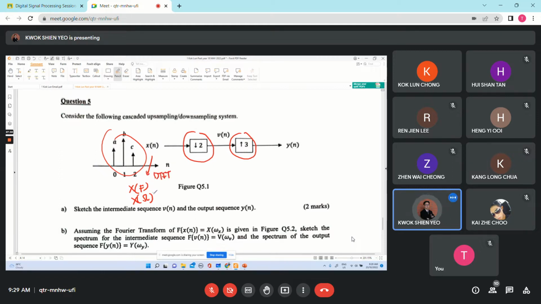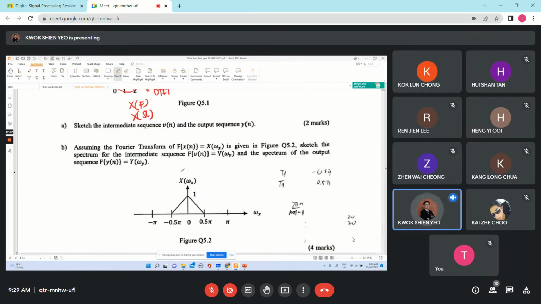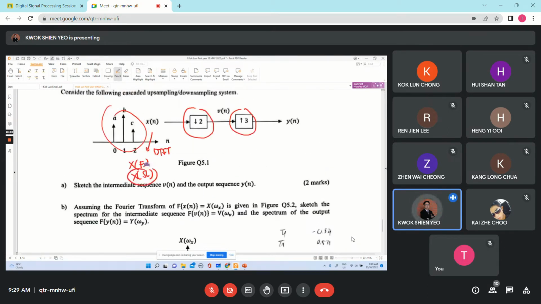Okay, so you have some spectrum. Is it given? Oh, you don't need to calculate. So it's given. It's a triangle spectrum, with this length. What happens to this X omega going through a downsampler is that it will be expanded. Then upsampling, it will be shrunk. It will be expanded twice and shrunk 3 times, by a factor of 3. And then this is your Y omega, right? So you need to sketch what happened to V omega and what happened to Y omega.